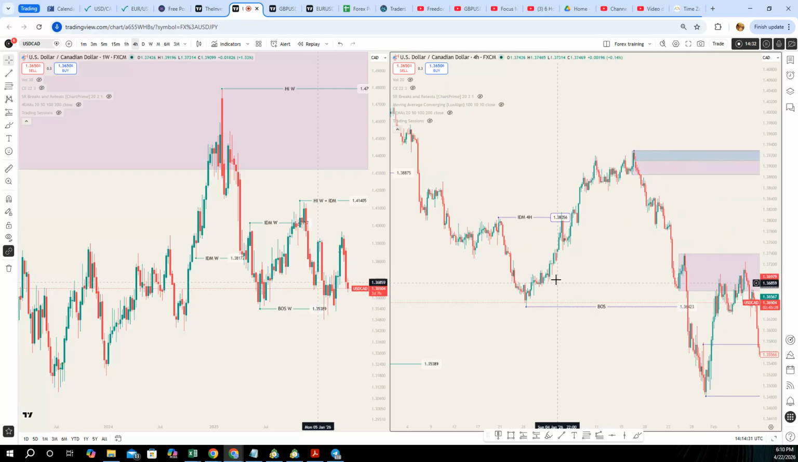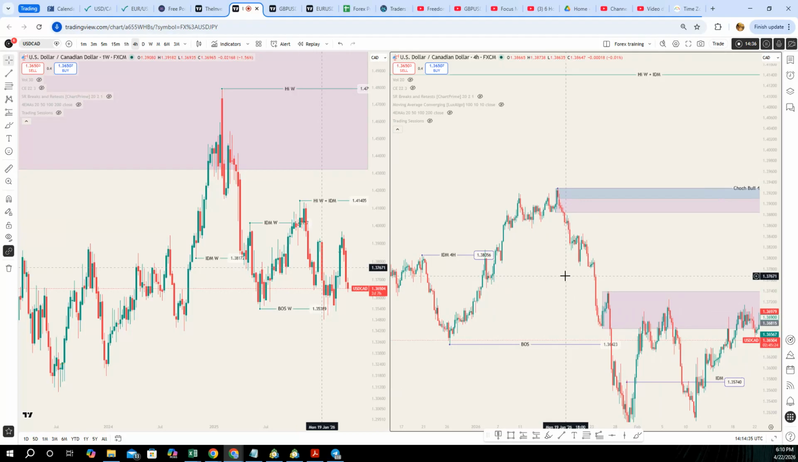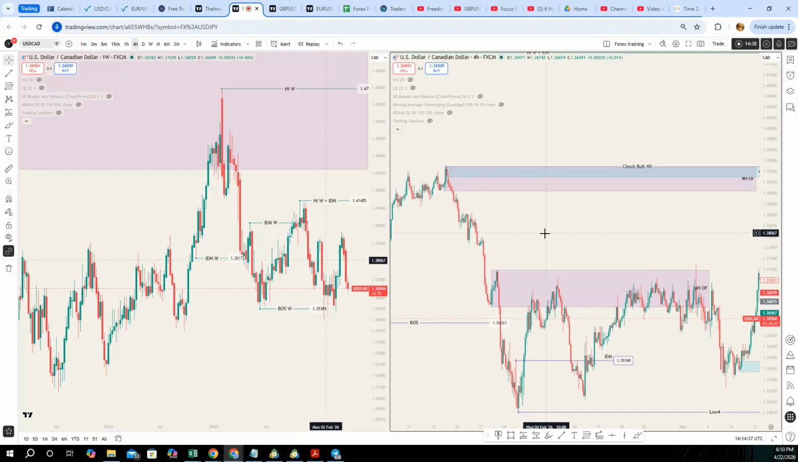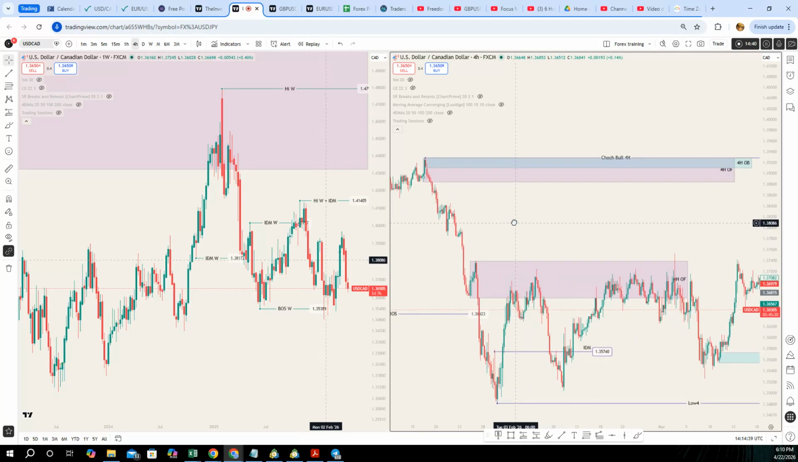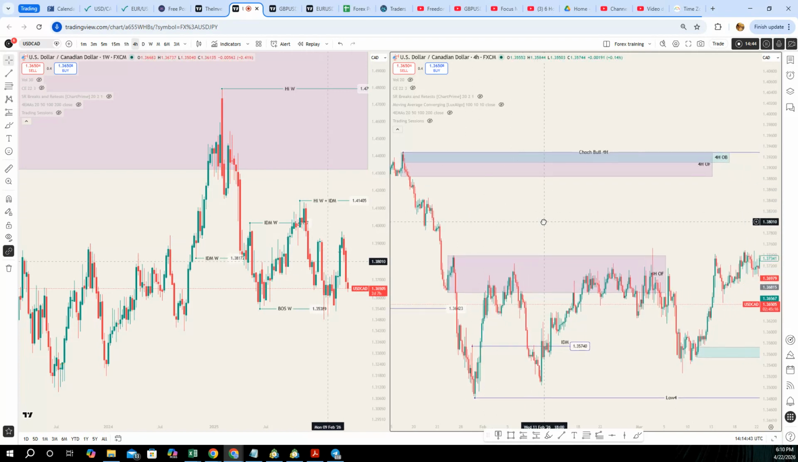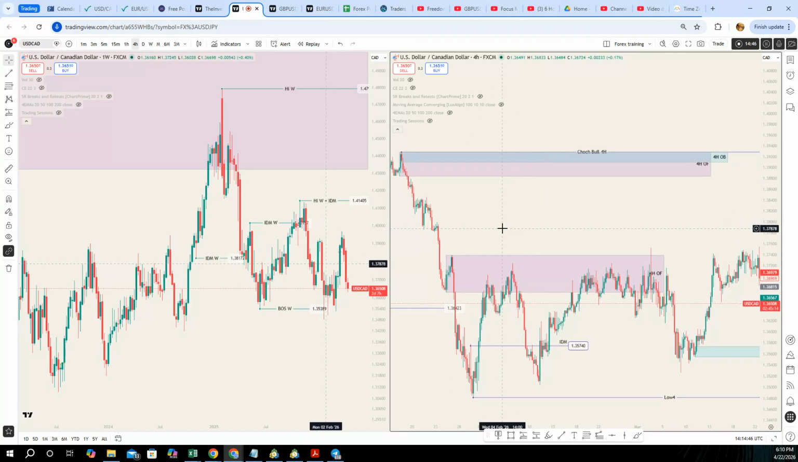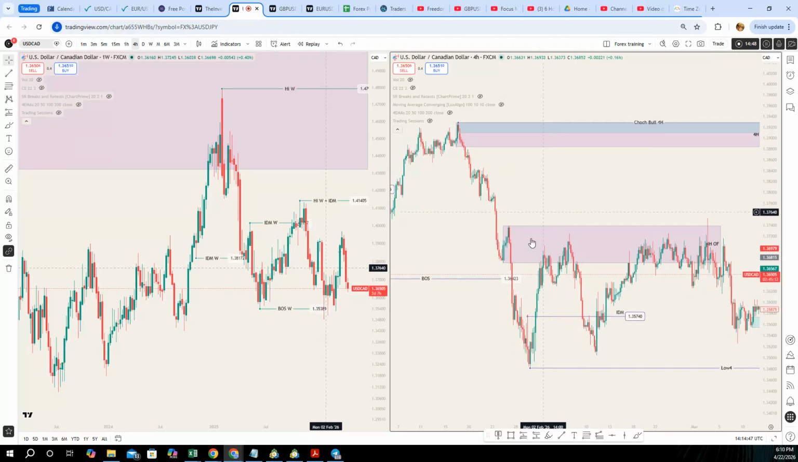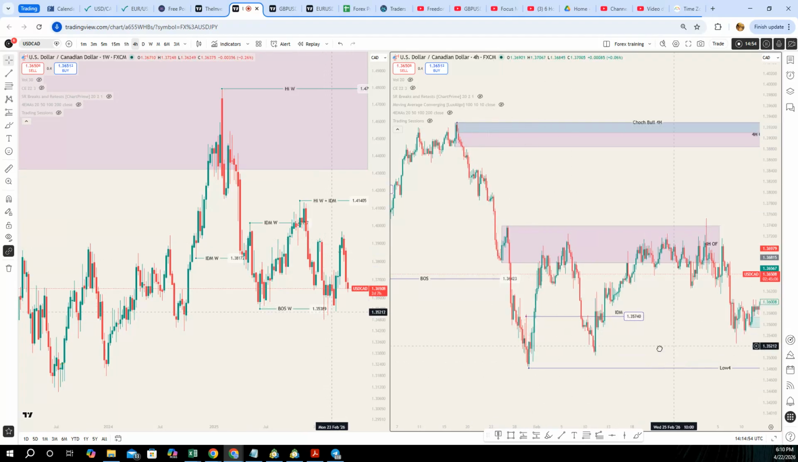And now this low has been hit, so this becomes the new high. We are bearish. The structure is bearish. And then we need to find a low. This is the inducement. This is the high, we said. So this is the low of the range.